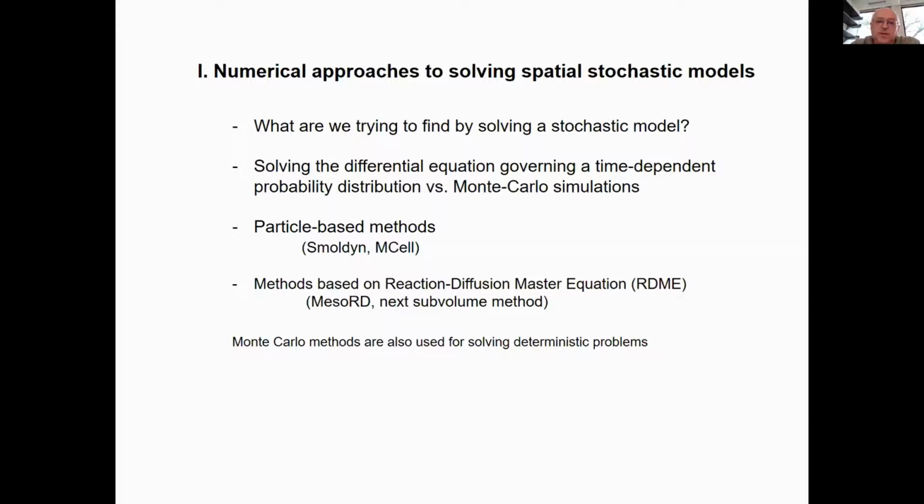Now, going to methods. There are two basic methods that are used for solving spatially resolved stochastic models. One is called particle-based methods. There are two popular packages: Smoldyn, that stands for Smoluchowski dynamics, and VCell, that's MC, which stands for Monte Carlo. And the other is methods based on the so-called reaction diffusion master equation, RDME. And the package is called MesoRD, and it's based on the so-called next subvolume method.